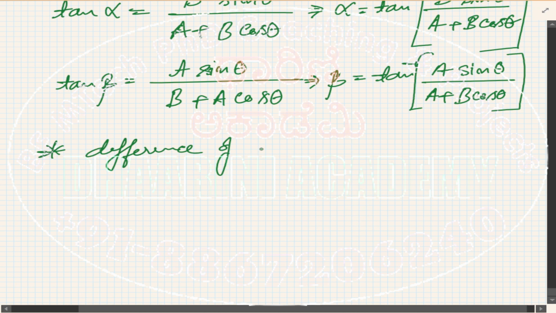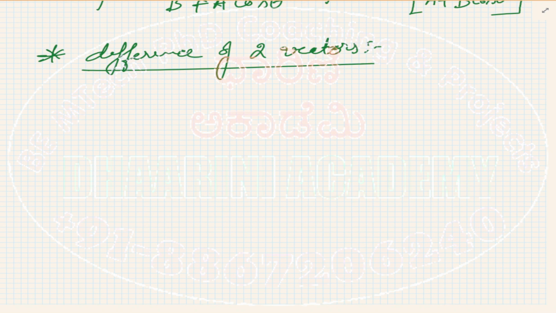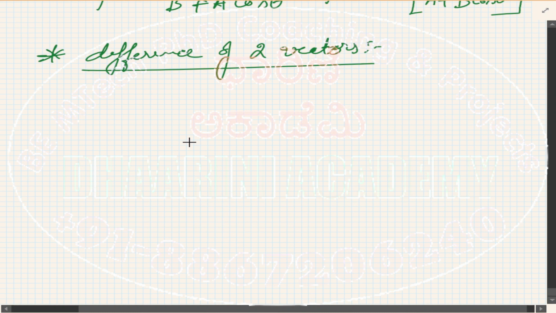Difference of two vectors. Okay, let us consider now the same situation where we used A plus B, right? We are going to use A minus B to represent that. So let's consider the similar situation we used earlier. So let's say that this is vector A, and we had another vector, that is vector B.